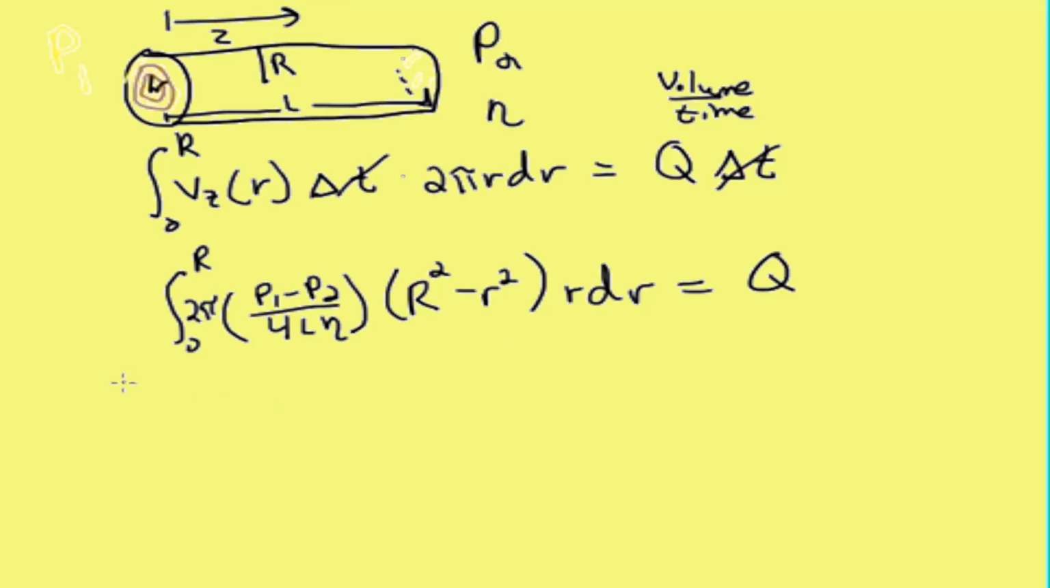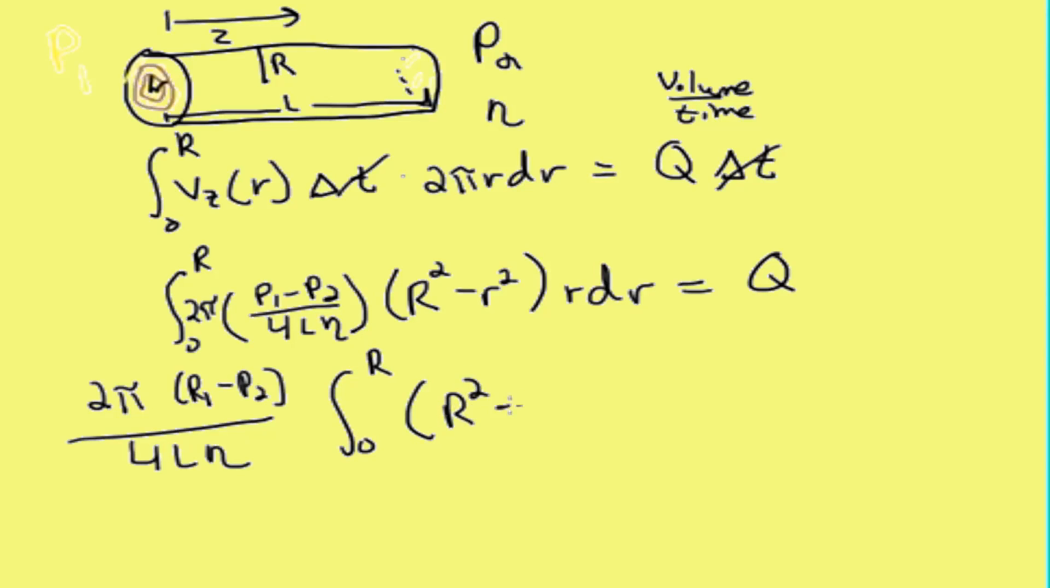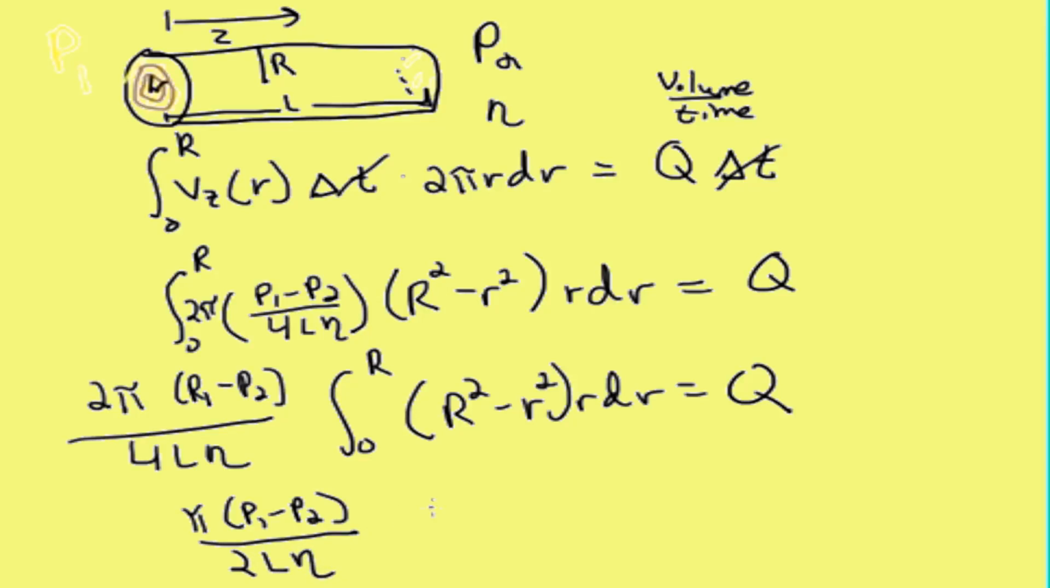So we can pull out everything that's a constant, so we'll get 2 pi (P1 minus P2) all over 4L eta, and then we're going from 0 to R of (R squared minus little r squared) r dr, and that's equal to Q. And now all we have to do is multiply in this r, so we'll get pi (P1 minus P2) all over 2L eta, integral from 0 to R of (big R squared r minus r cubed) dr, equal to Q.